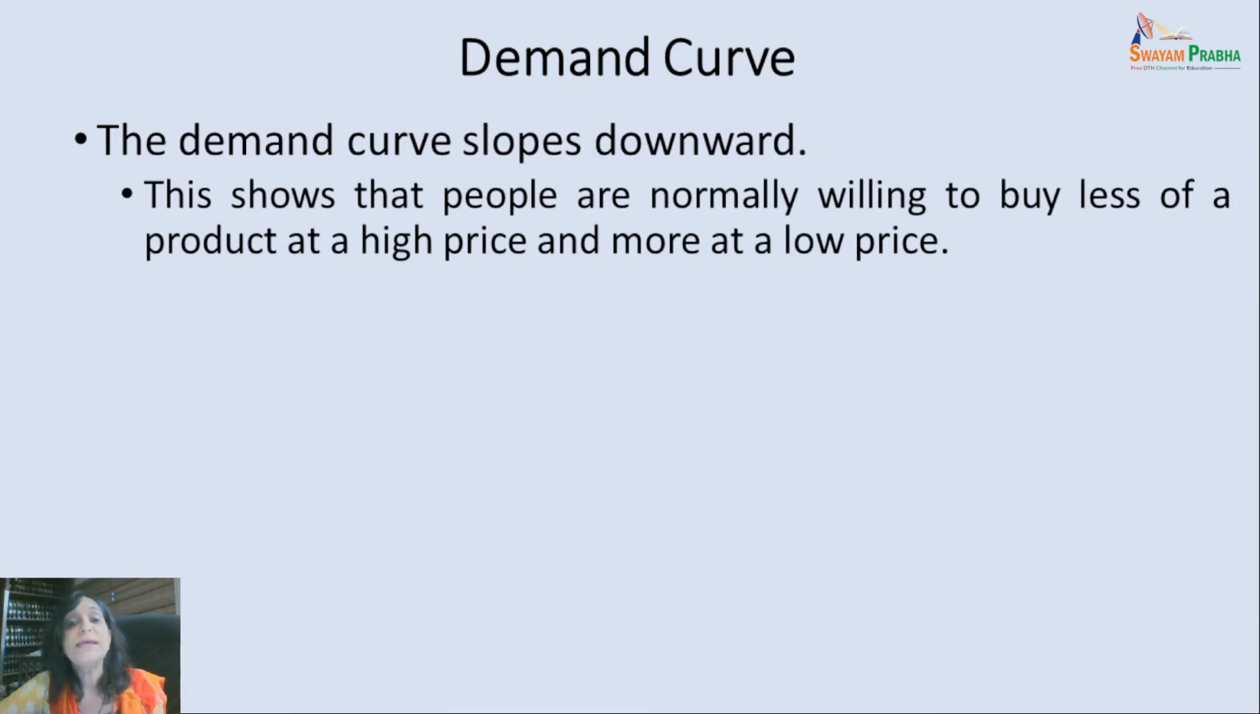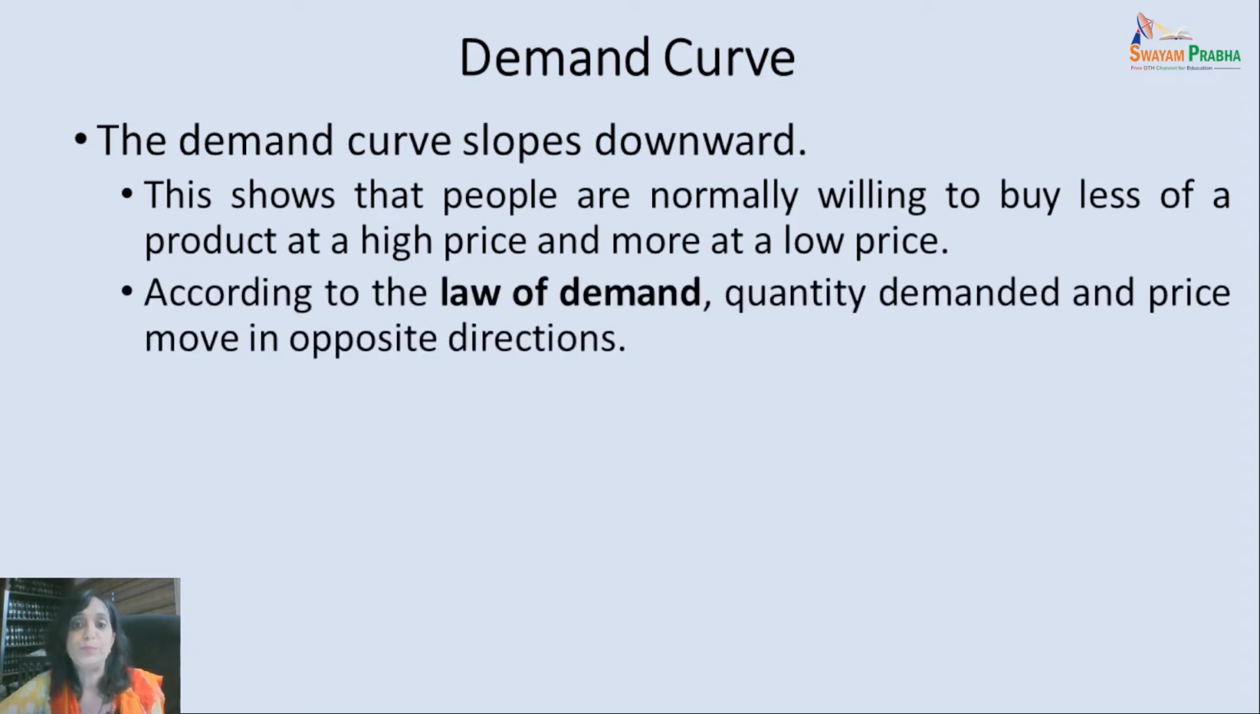Sloping downward means that people are normally willing to buy less of a product when the price is high and more of a product when the prices are low. This relationship between the price and the quantity demanded of any product or service is termed the law of demand. What is the law of demand? The law of demand says that if every other determinant remains constant, there is an inverse relationship between the price and the quantity demanded.